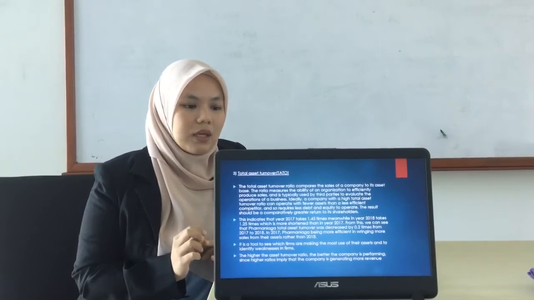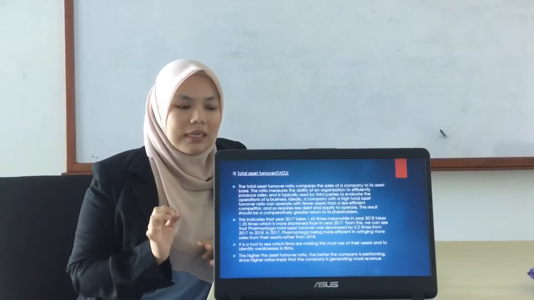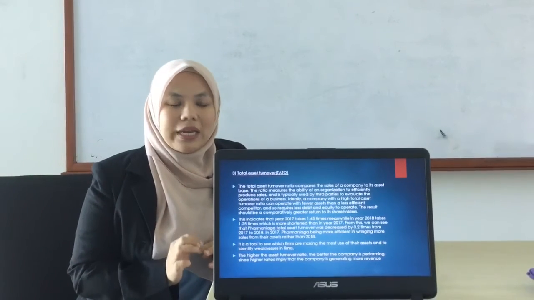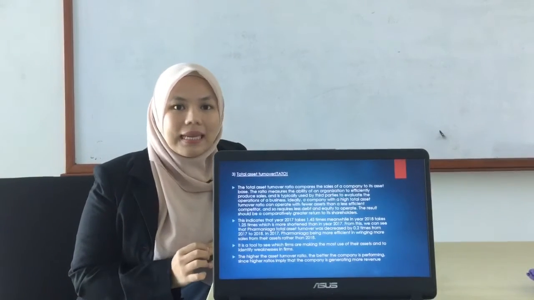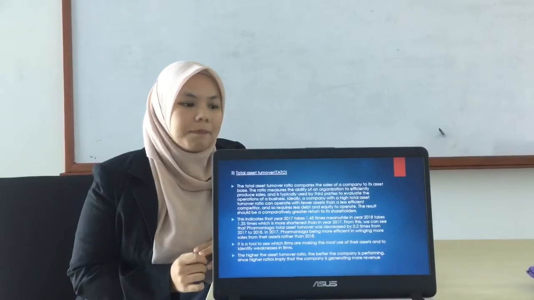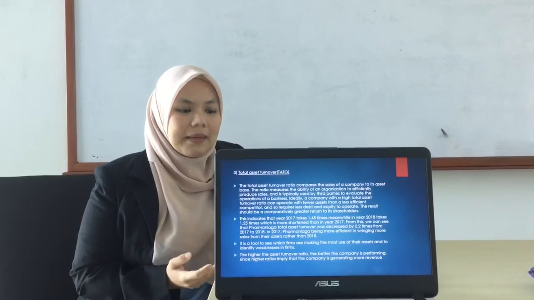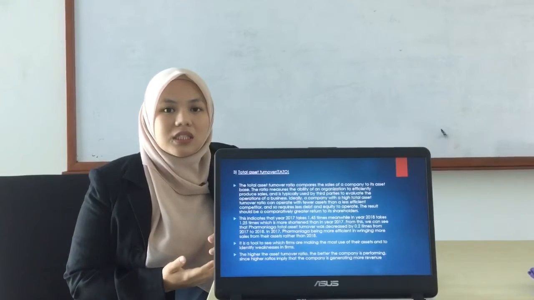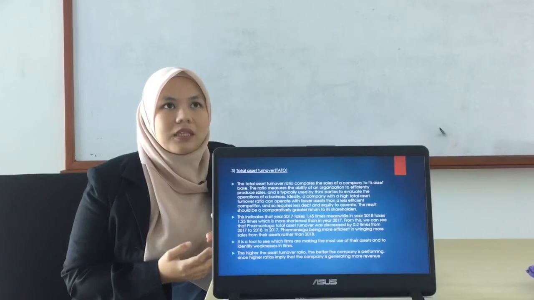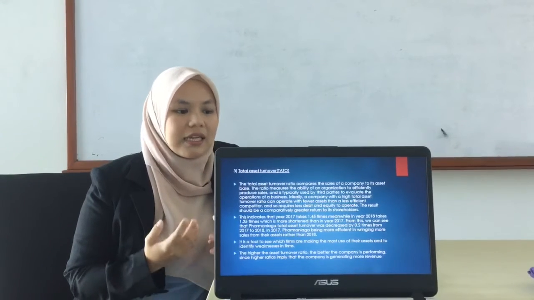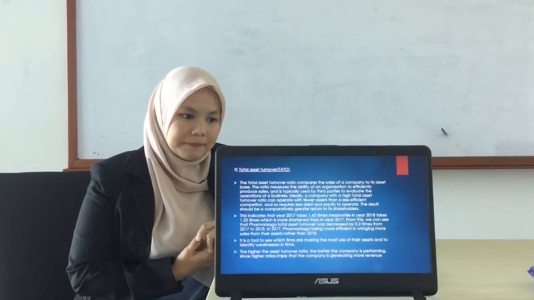Ideally, a company with a high total asset turnover ratio can operate with fewer assets than a less efficient competitor, and so requires less debt and equity to operate. The result should be a competitively greater return to its shareholders.